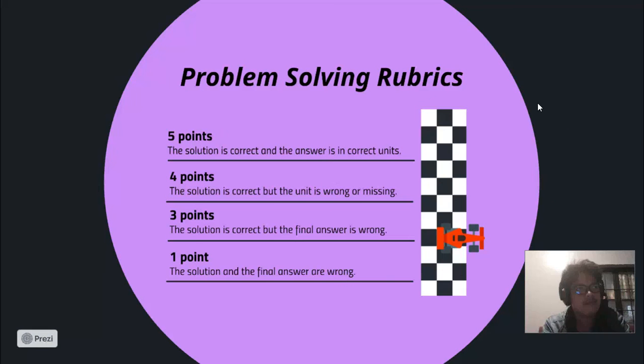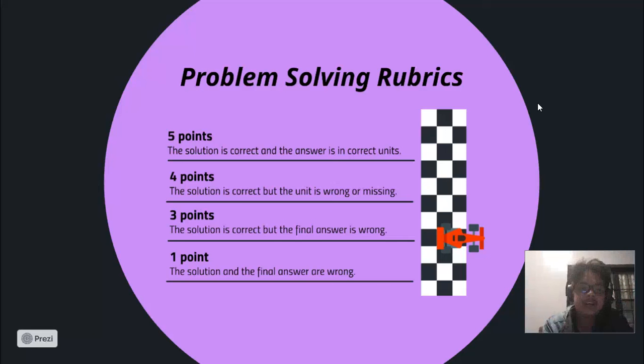3 points naman if the solution is correct but the final answer is wrong. But maybe nagkamali lang kayo sa dulo. And last one is you will get 1 point if the solution and the final answers are wrong. Okay, so next, that is our problem solving rubrics. Each will have 1 point to 5 points. Then we'll go to part 3 of the summative assessment, the experimental outputs, which I will explain.